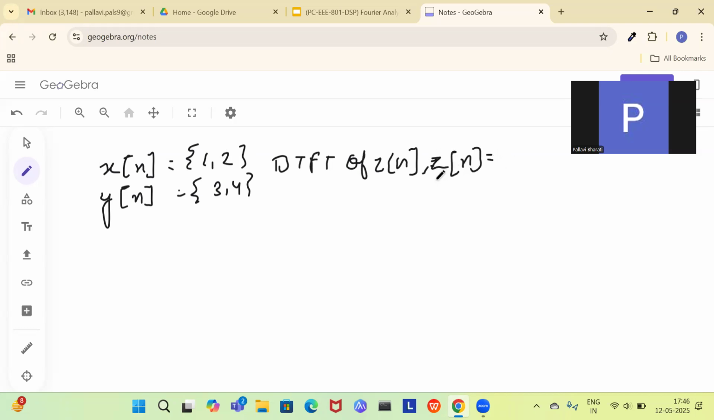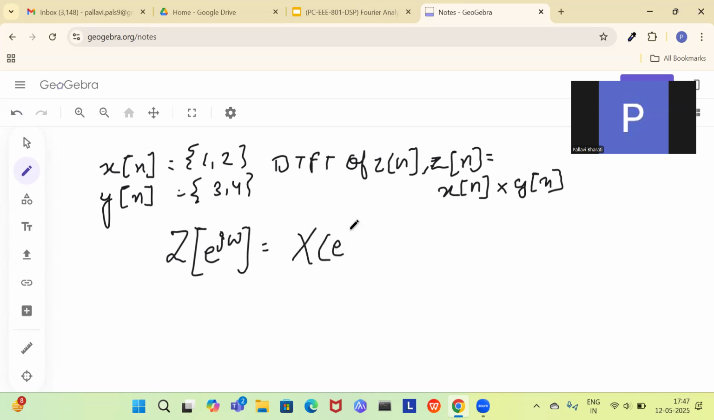z n is equal to x n convolution. Is it convolution? Let us see once. It is not convolution, it is multiplication. So in time domain, you are multiplying these two signals, x n into y n, simple multiplication. So the property says that when you take out the DTFT of z n, that is Z of e to the power j omega, that is going to be the convolution of X of e to the power j omega convolved with Y of e to the power of j omega.